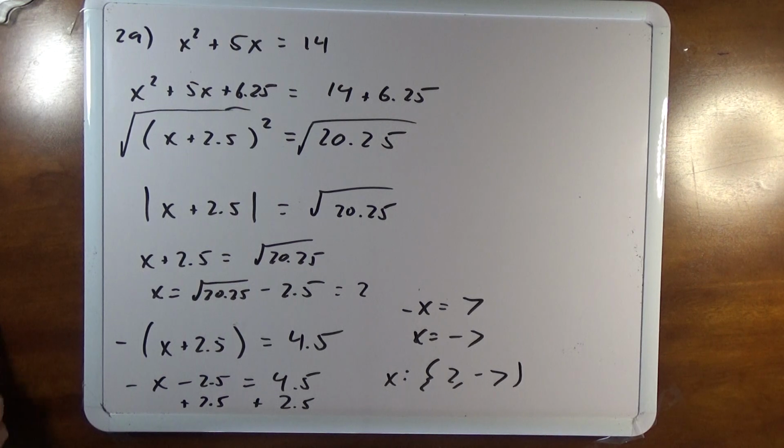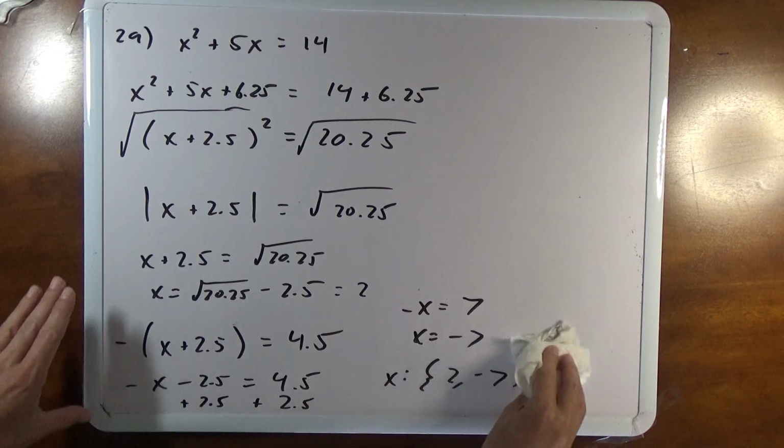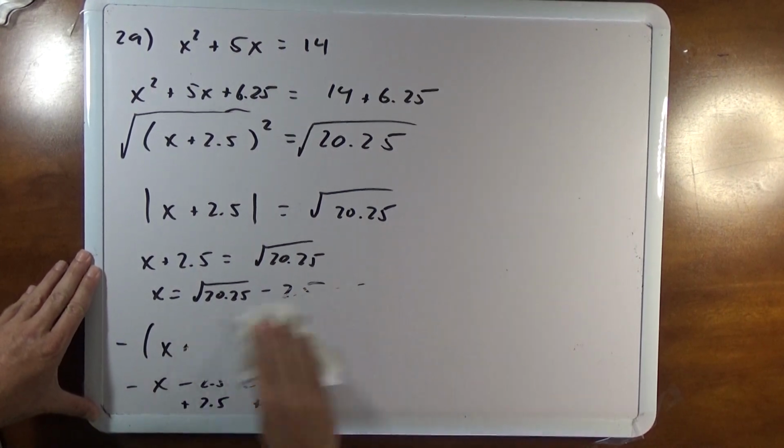And I'm going to check this. 2 squared is 4. Did I get 2? So that's 4 plus 5 times 2 is 10. 4 plus 10 is 14. I got that right. Negative 7 squared is 49. So it's 49 minus 35. This should work. Okay. 2 and negative 7. And then we didn't have to round. 30.